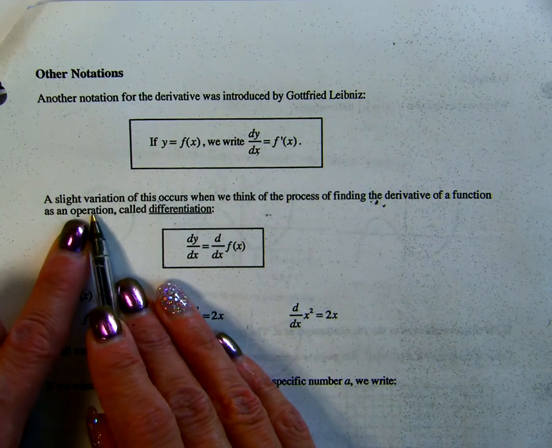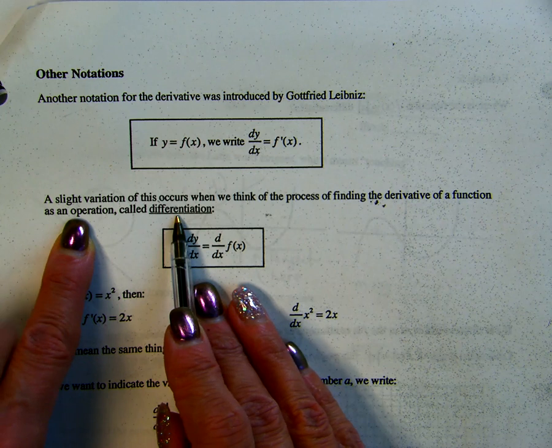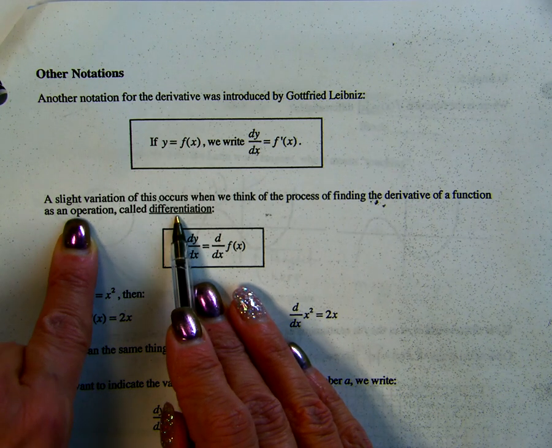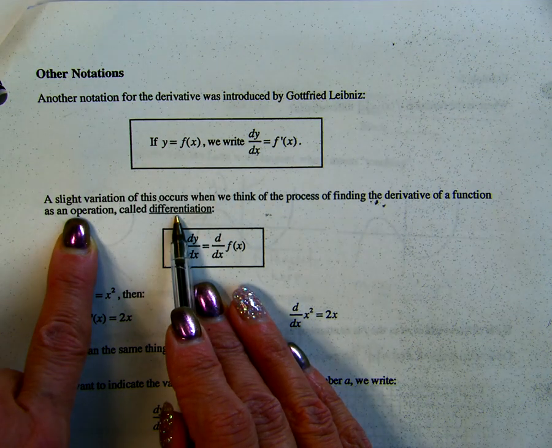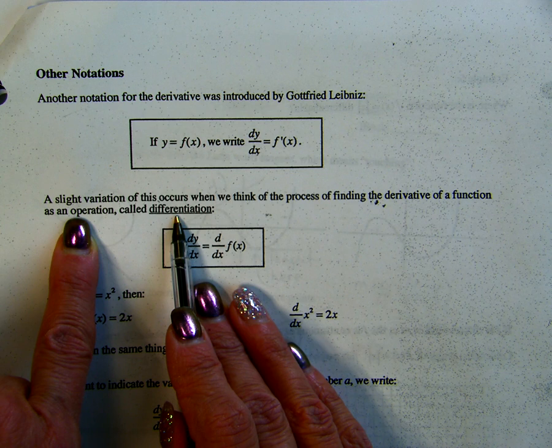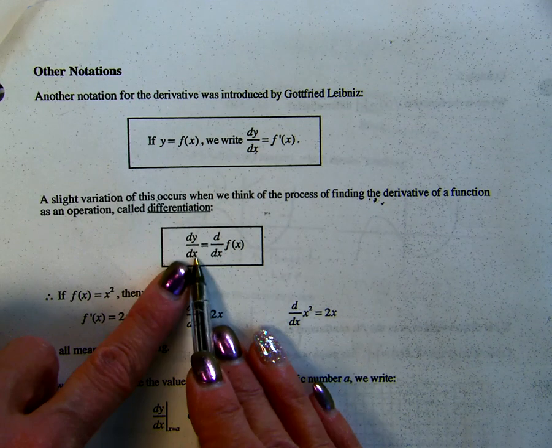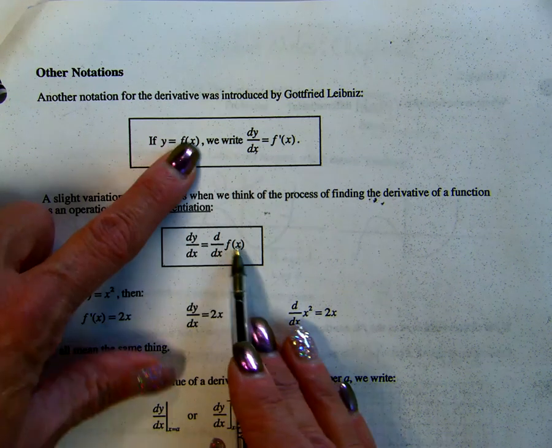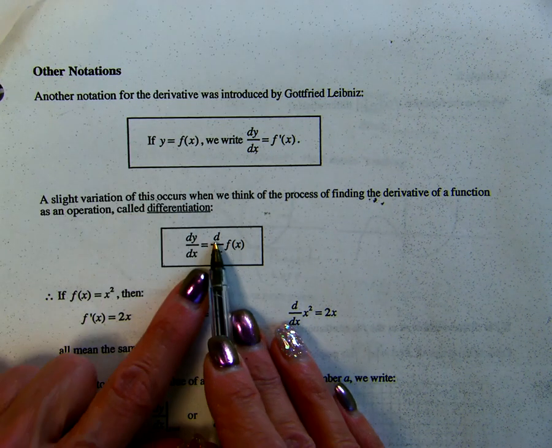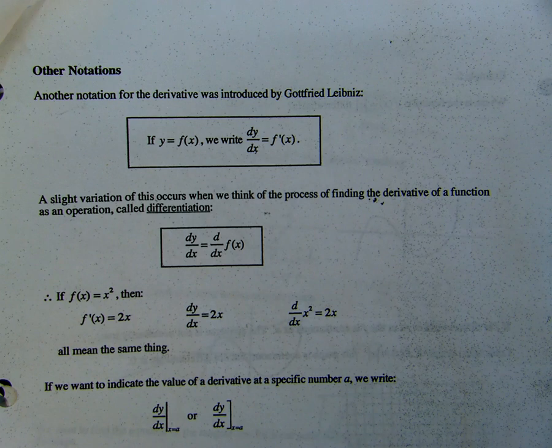A slight variation occurs when we think of the process of finding the derivative of a function as an operation called differentiation. So when you take a derivative, you're doing an operation, like a square root. It's another kind of a function. So the derivative of y with respect to x, well, what is y? y is a function of x. So we could also be saying the derivative of f at x with respect to x.